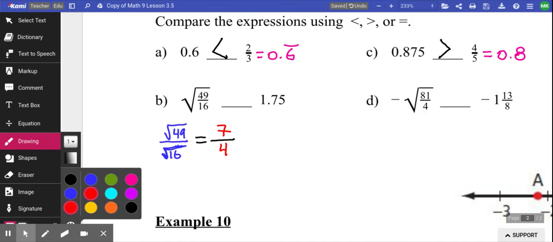So instead of saying square root 49 over 16, I have 7 over 4. Four goes into 7 one time, and then I'm left with 3 over 4. That means it's the same thing as 1.75. The 1 matches up here, the 3 over 4 matches up here. That means these two things are equal.